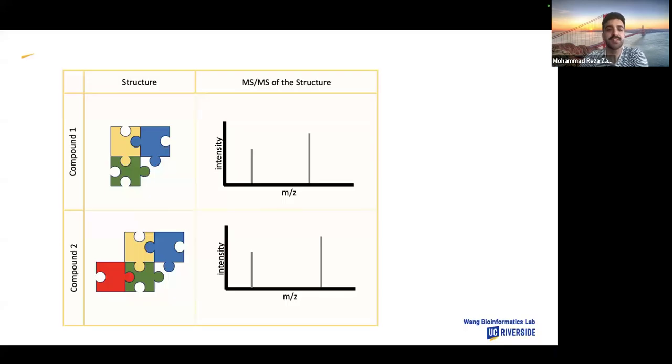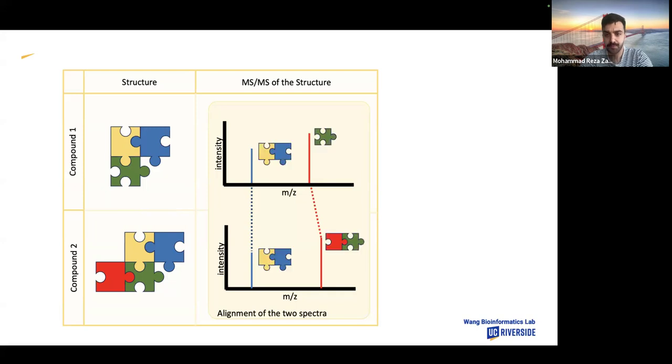Okay, so what's the intuition behind ModiFinder? Here, assume that we have two compounds. I've illustrated it with a toy example using puzzle pieces. We can see that compound 2 has one modification as a red puzzle piece. On the right, you can see the MSMS data. Once we align this MSMS data, we see that there are peaks that are not shifted and exist in both of them, but also there are peaks that have shifted the same mass as the red puzzle piece.